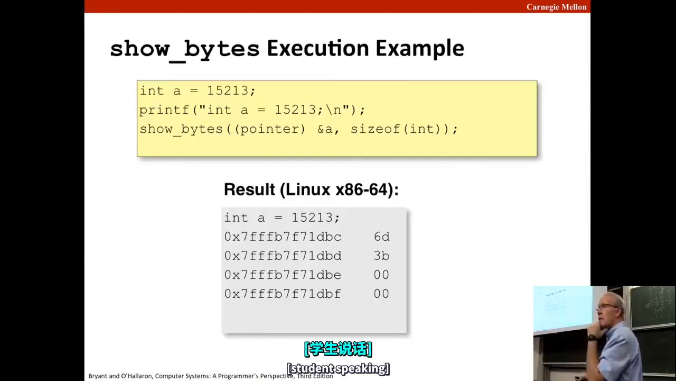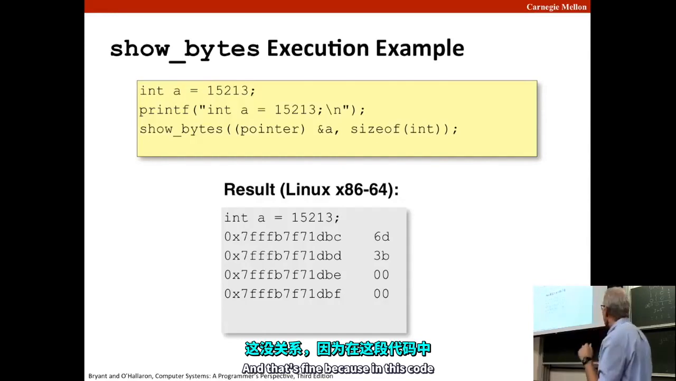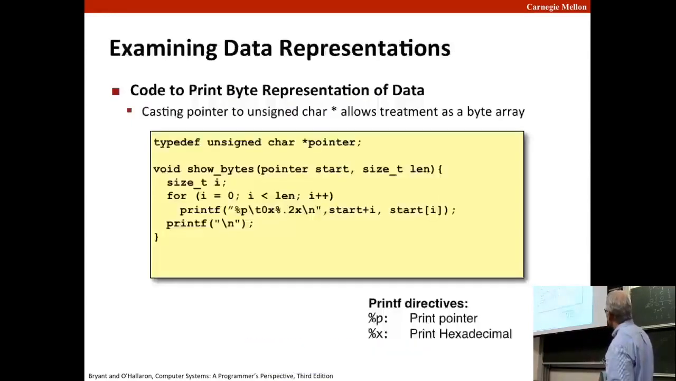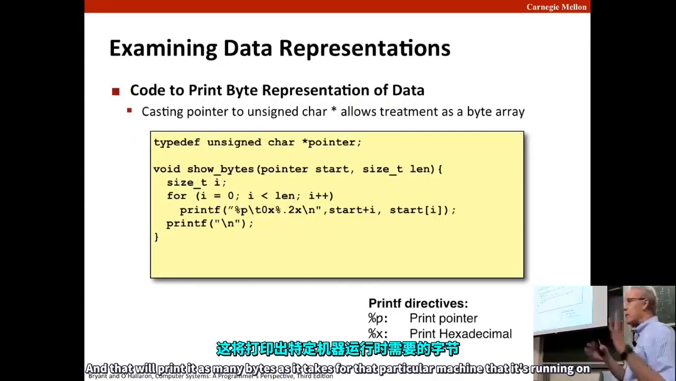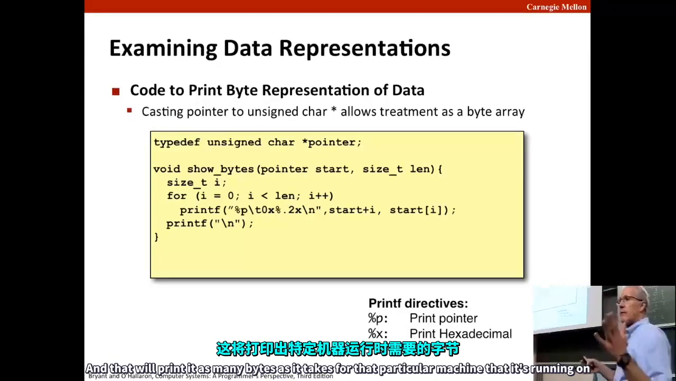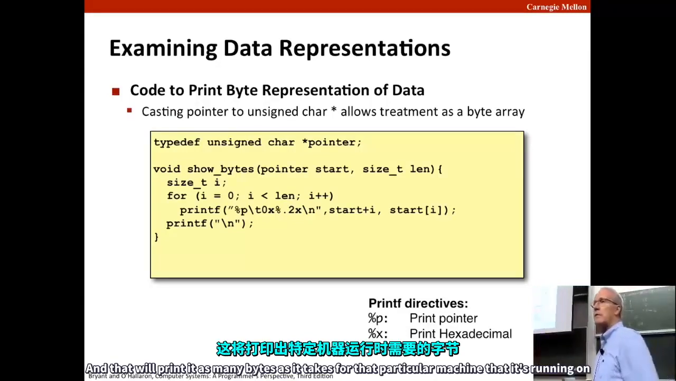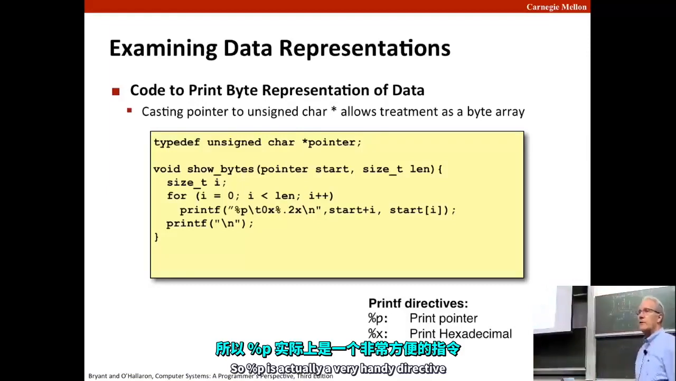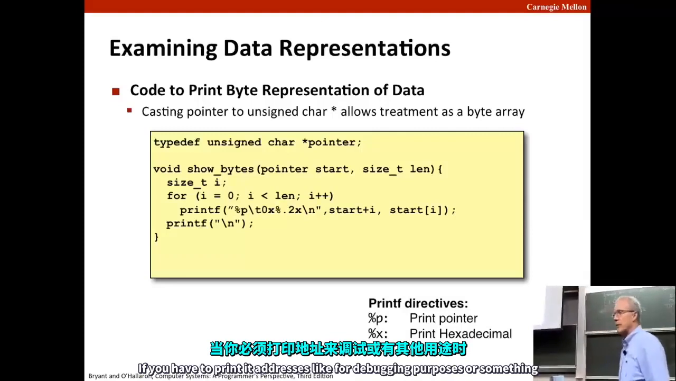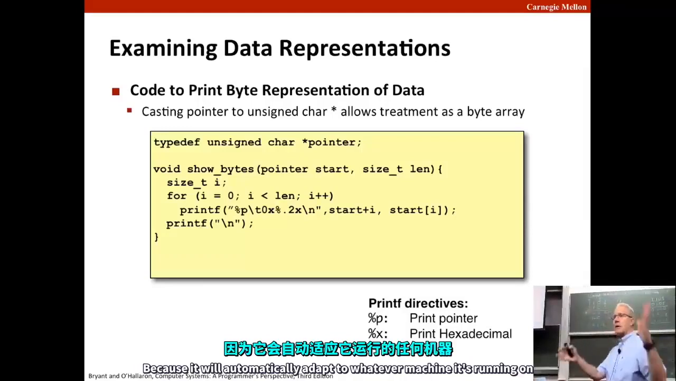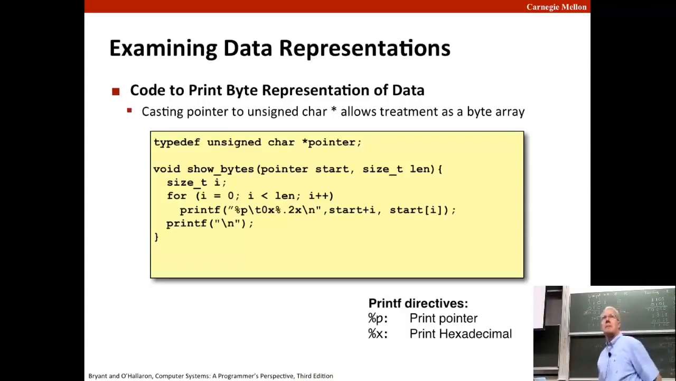But since you're working on a 64-bit machine, couldn't that address be larger than 4 bytes? Yes, it will be. And that's fine, because in this code, I'm using the %p directive to designate how to print out the pointer. And that will print as many bytes as it takes for the particular machine it's running on. So %p is actually a very handy directive if you have to print addresses, like for debugging purposes, because it will automatically adapt to whatever machine it's running on.